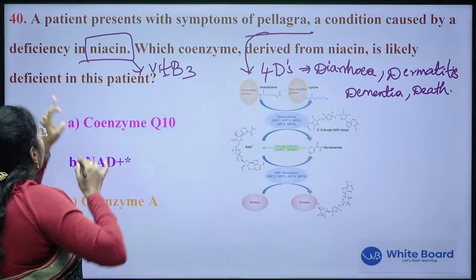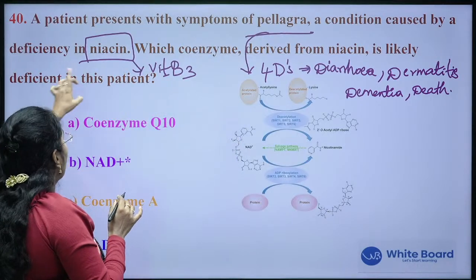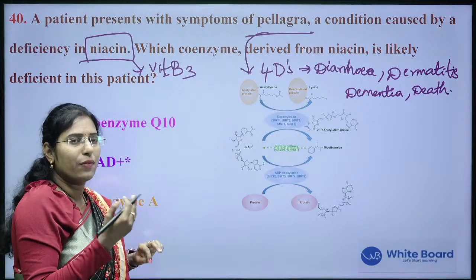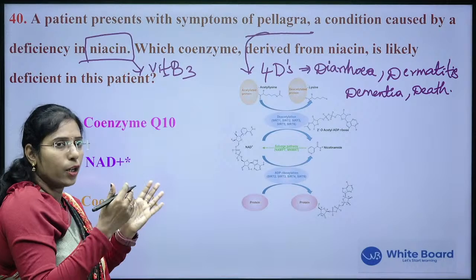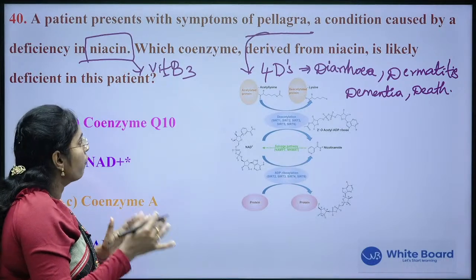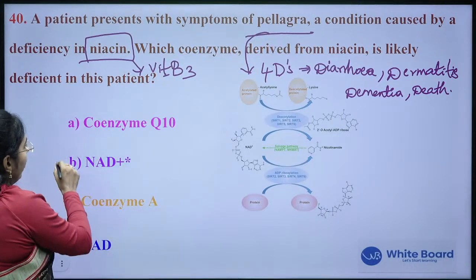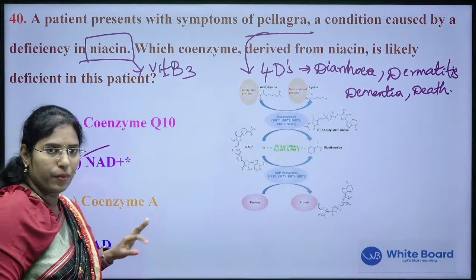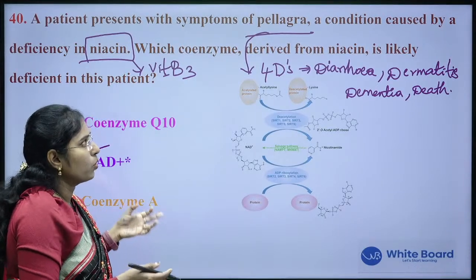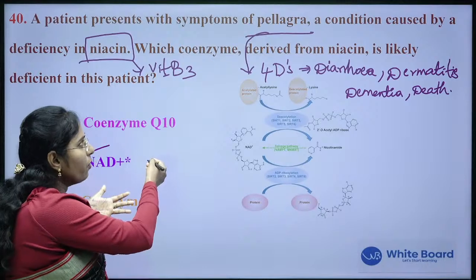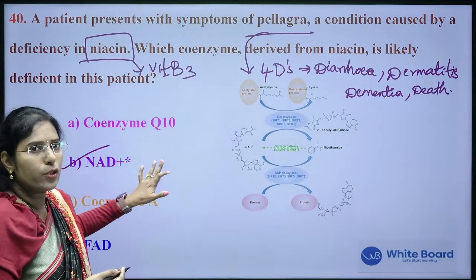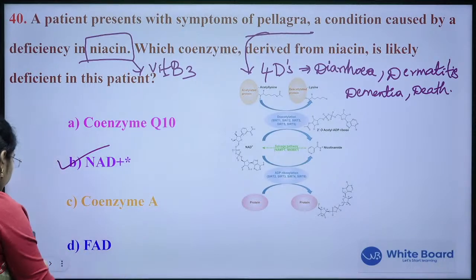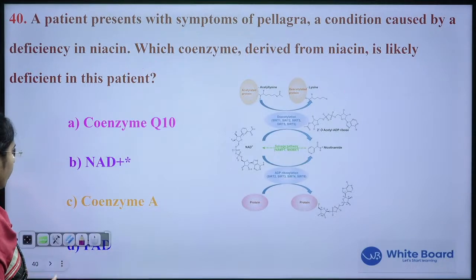That you remember. So what is happening here? Niacin, immediately after absorption, undergoes metabolism and forms an active metabolite, that is NAD+. That is a coenzyme. So if there is a deficiency of niacin, then what happens? There will be a deficiency of this NAD+ coenzyme. So the correct answer is B.